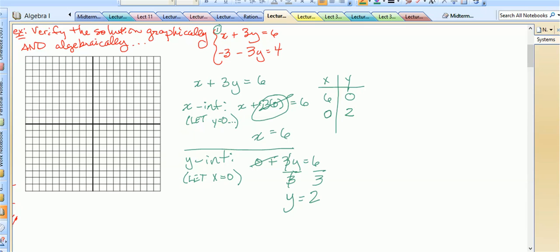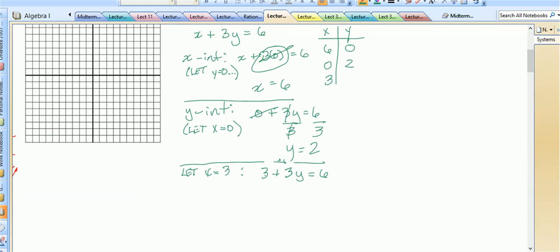Let's get one more for good measure. Since we know we're going to wind up dividing by a 3 in the end, a good thing to do would be to use a multiple of 3 on that right side. So for x, let's choose 3, since it's already a multiple of 3 on the other side. So let x equal 3. I've plugged in a 3 for x, and now I'm going to solve for y. Subtract 3 from both sides, and y is actually going to be 1.